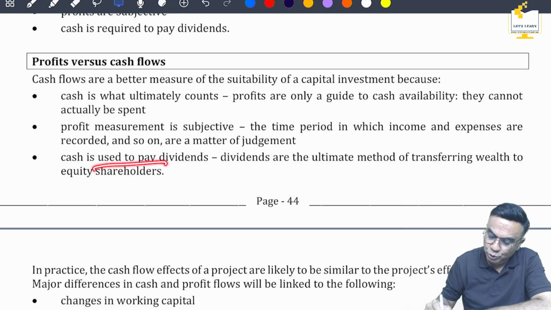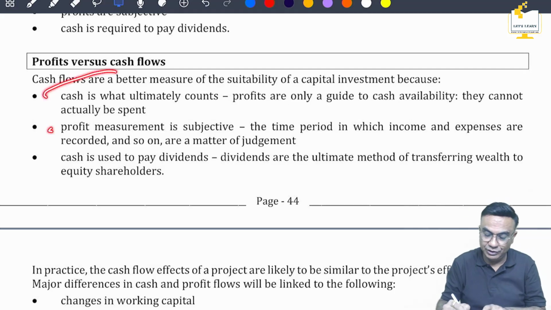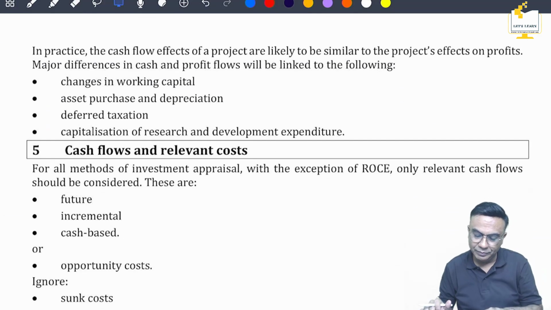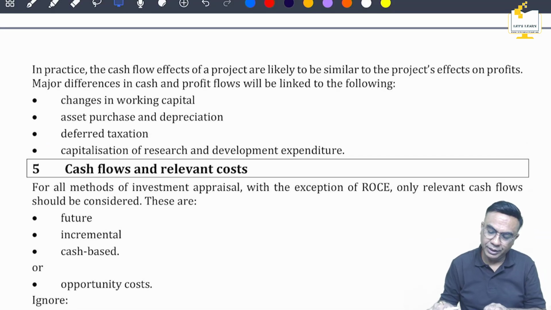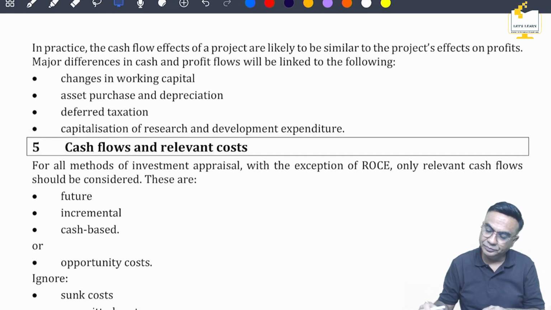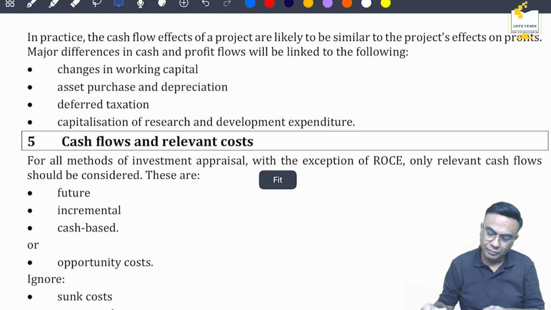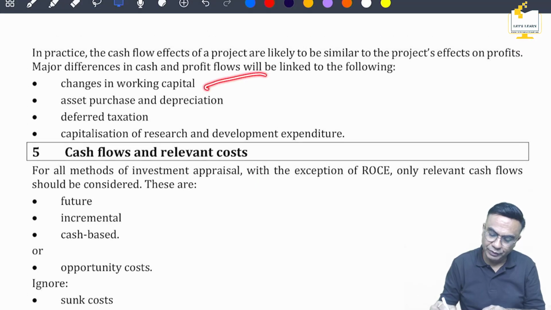Then cash is used to pay dividend. Dividends are the ultimate method. So that we have already discussed. These 3 points we have already discussed. Okay. Then this also we can just cover.